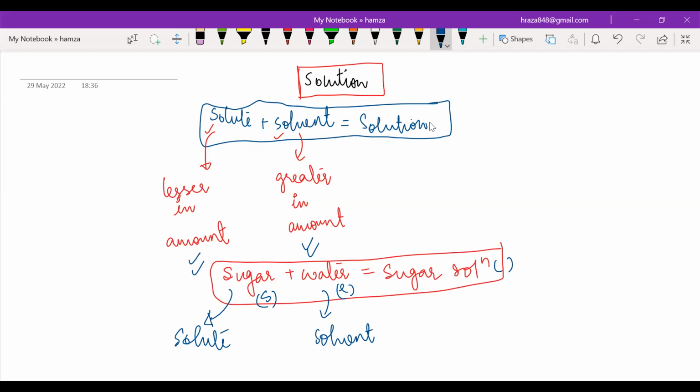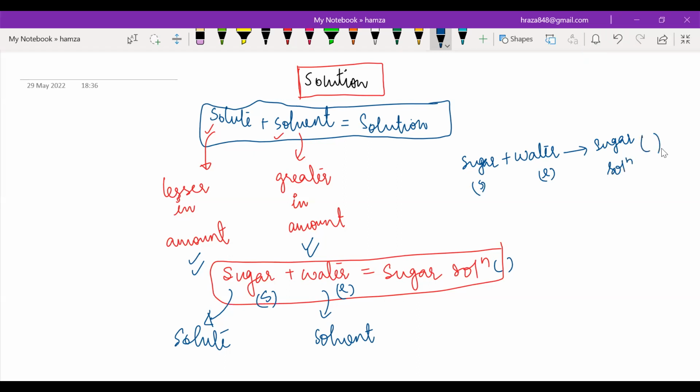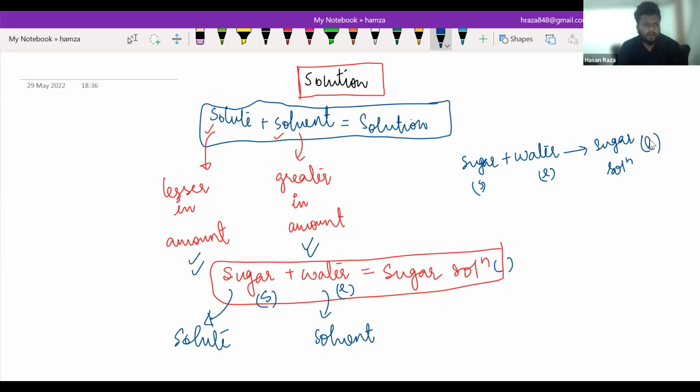Okay, no problem. Just think, if you have some amount of sugar and you are going to put it in water, what will be the product? This is solid, this is liquid. This is known as sugar solution. Just think about it. It will be aqueous. It will be liquid. It will be liquid or not?